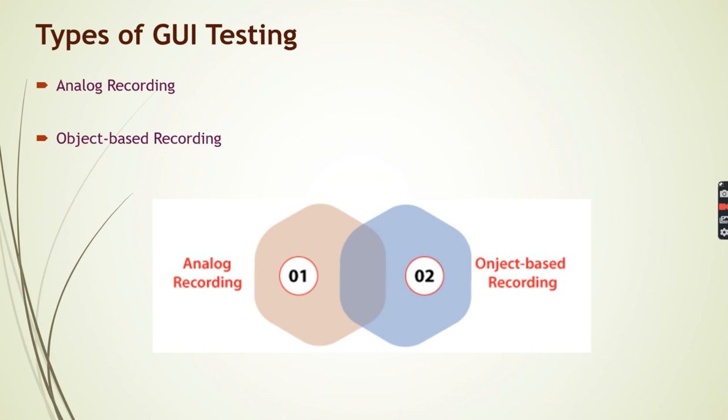Types of GUI testing. Graphical user interface testing divides into two different types. One is analog recording and the next one is object-based recording.